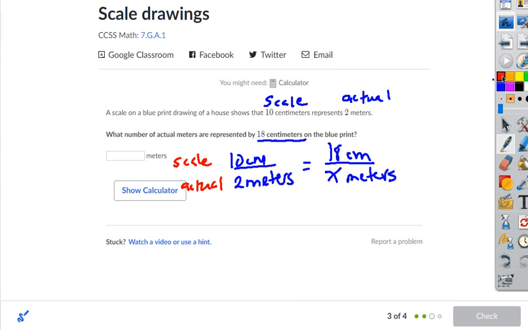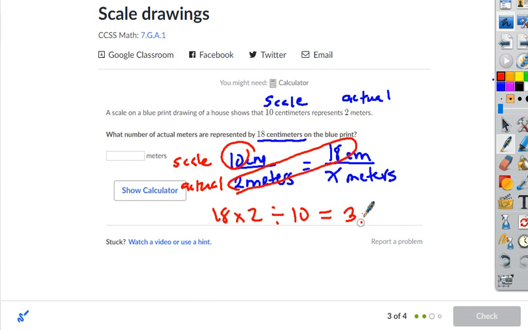Then I'm very simply going to cross multiply 18 by 2. Divide that by the final number, which is 10. 36 divided by 10 should be 3.6 meters. 3.6 meters should be the number that I'm looking for. So 18 centimeters on the blueprint should be 3.6 meters in real life.